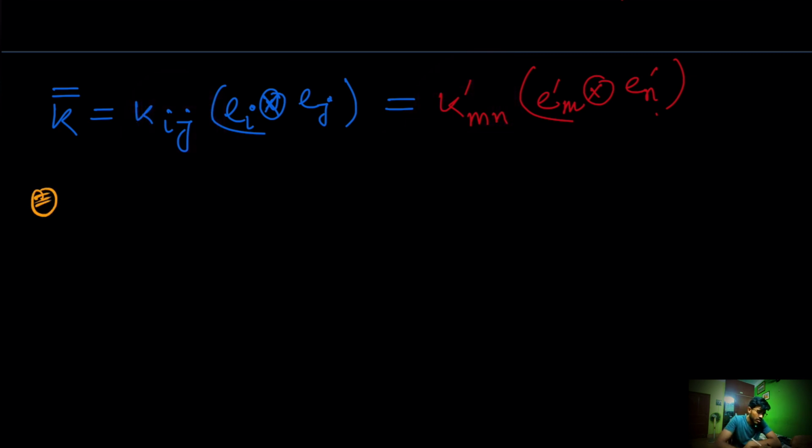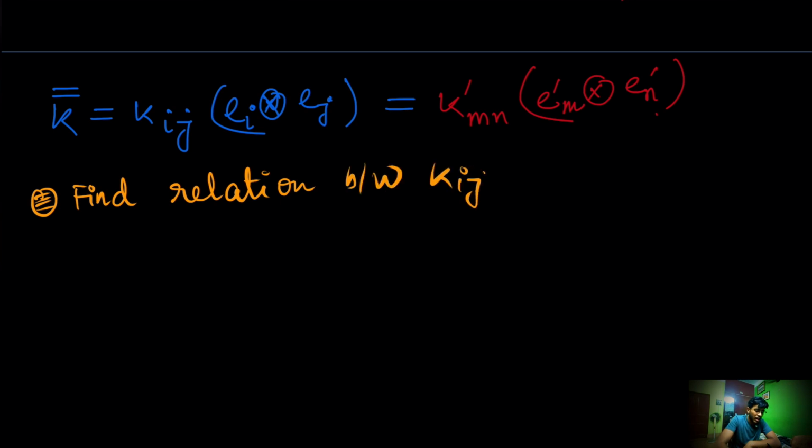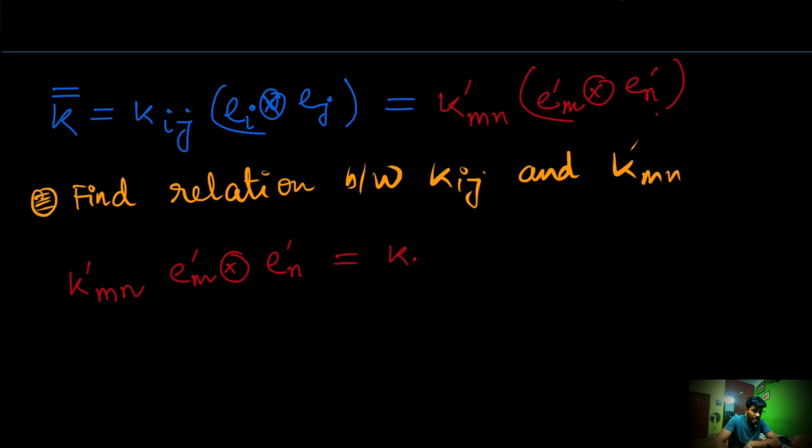So the objective is to find the relation between Kij and Kmn dash. The step will be exactly the same as the first step. So Kmn dash E dash m dyadic E dash n is equal to Kij Ei dyadic Ej.